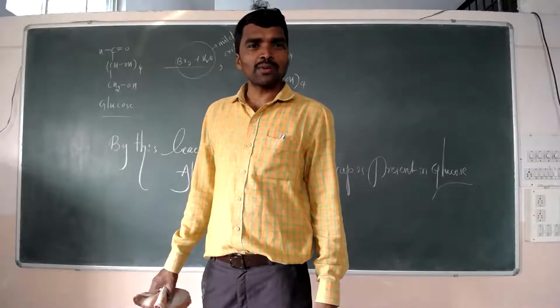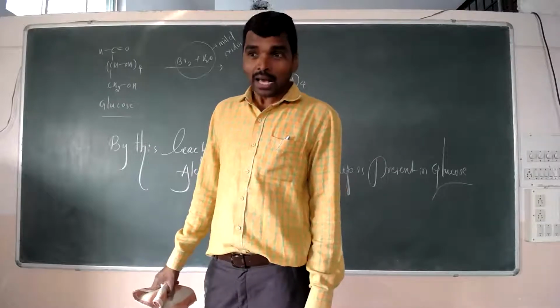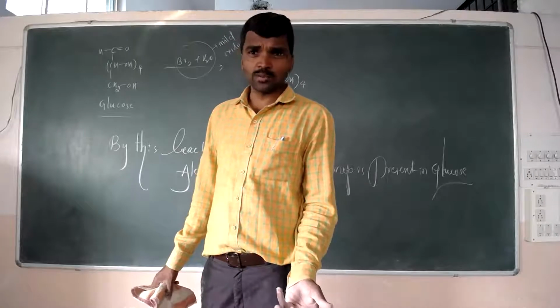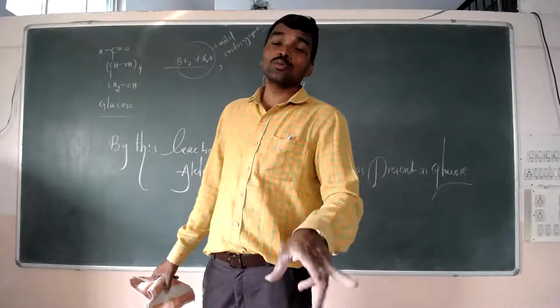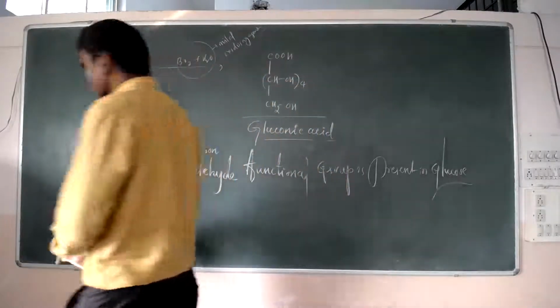Sir, you told that carbohydrates mean polyhydroxy aldehydes and ketones. Does that mean alkyl groups are also present, sir? Yes, alkyl groups are also present. How many alkyl groups are there? How can we confirm? See the reactions. Let's do it.